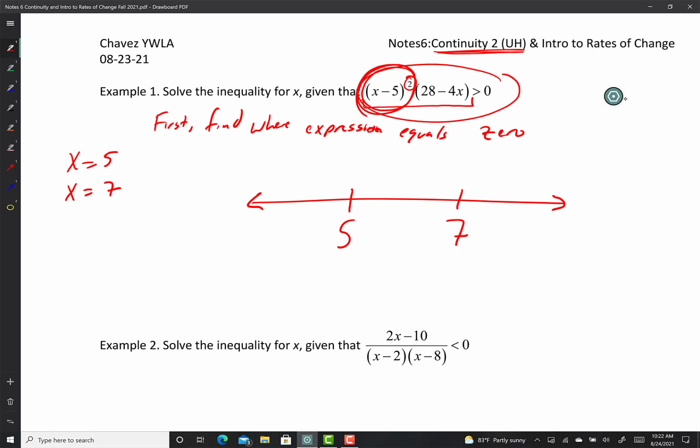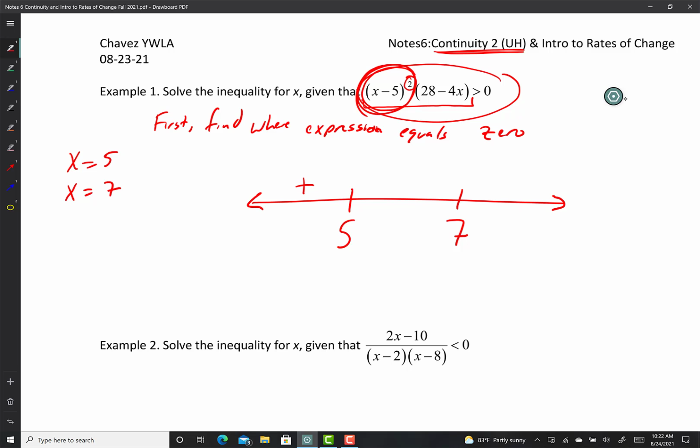All right. What is 4 times 3? And 28 minus 12, is that a positive number or negative? So I'm going to put a plus symbol there. So everything to the left of 5 is always going to be positive. Give me any number between 5 and 7. 6. Okay. You guys chose the one right in the middle. That's fine. It doesn't matter. 5.75, whatever. So the x minus 5 squared is always going to be positive.